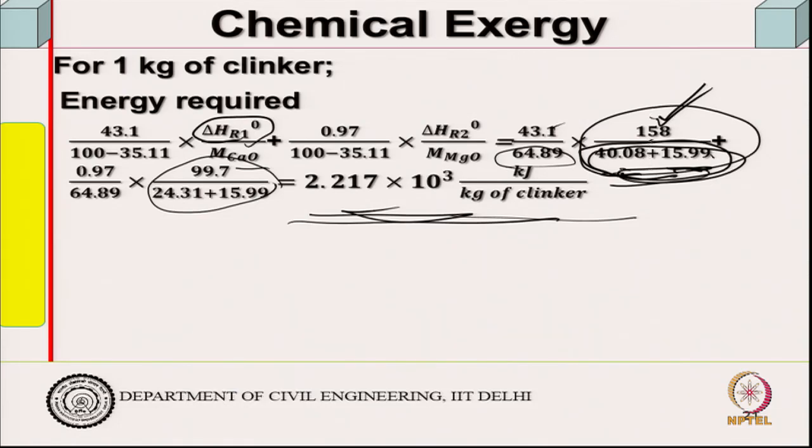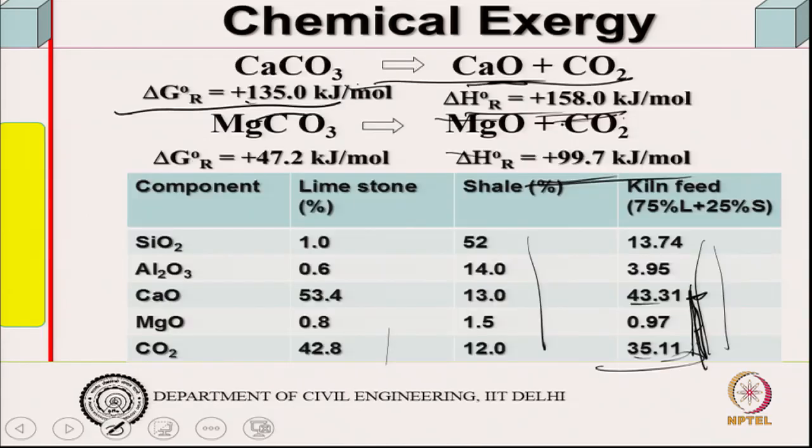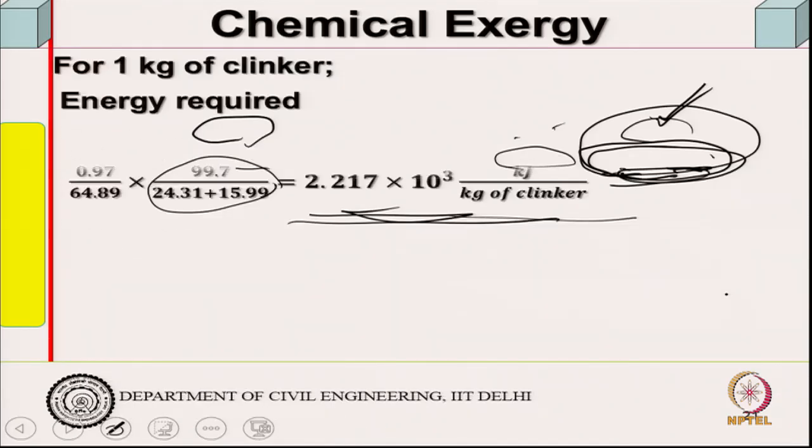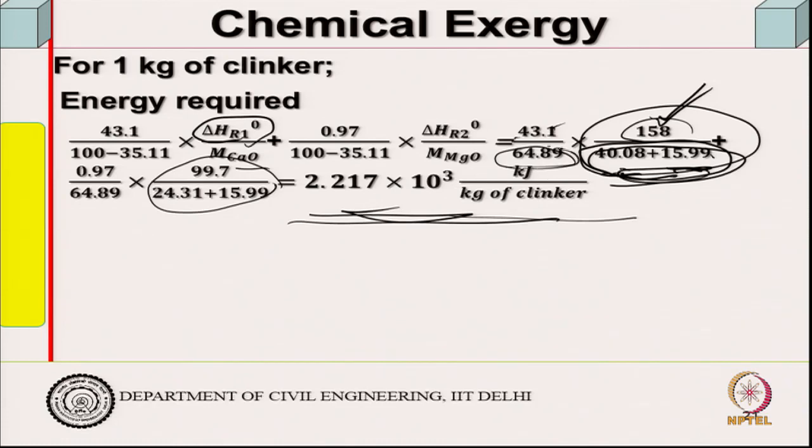So, 158 kilojoules will be produced from this many kgs. From 43.1 kg how much will be produced, because 43.1 was the sum total. Here if you sum it up, this is the 43.31 calcium oxide. So, this is this, and the proportion of calcium oxide in the system is 64.89, because the exact calculation has been done.